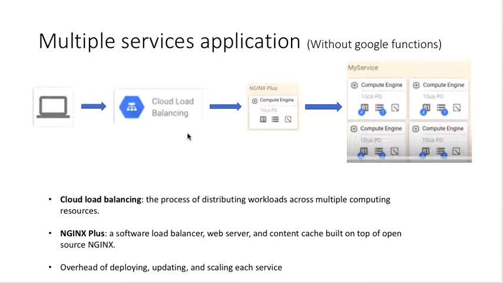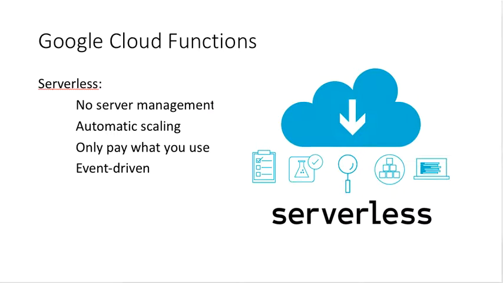This flow chart shows the backend services, including cloud load balancing and engines. If we don't use Google Cloud Functions, we need to consider cloud load balancing and Nginx and other engines. We also need to consider the overhead of deploying, updating, and scaling of each service. So if we use Google Cloud Functions, we can save a lot of time.